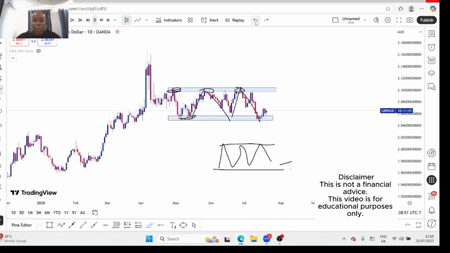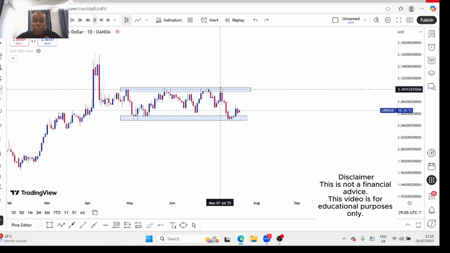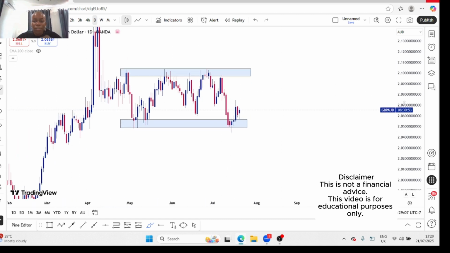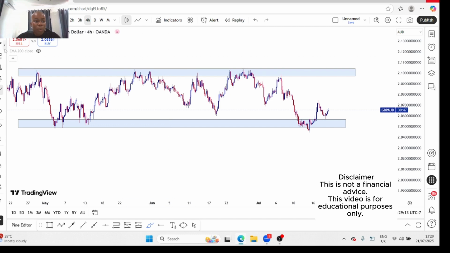So now that we have come to the daily time frame, we can still see that we're still in line with what we have on the weekly time frame, the overall bias of the trend of this asset rather. So now let's go to the 4-hour time frame.